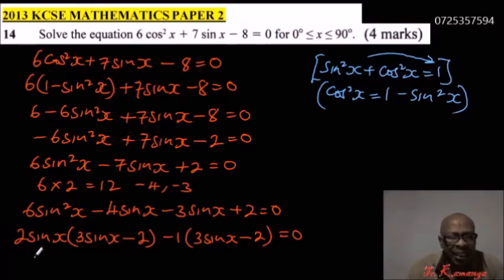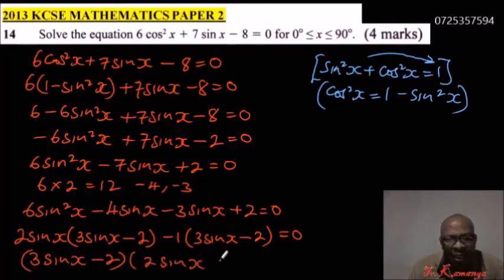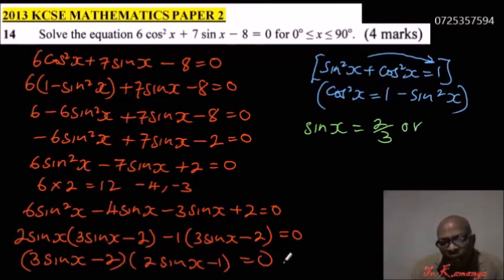So we can now write this as 3 sine x minus 2, times 2 sine x minus 1, equals 0. With that, if the product of these two equals 0, then it means 3 sine x minus 2 is 0. If you take 2 to the other side, you find that sine x is equal to 2 over 3. Or when you take 1 to the other side here, you'll be left with 2 sine x equals 1. You divide both by 2, you get sine x equals a half.